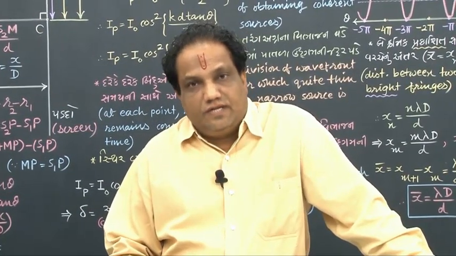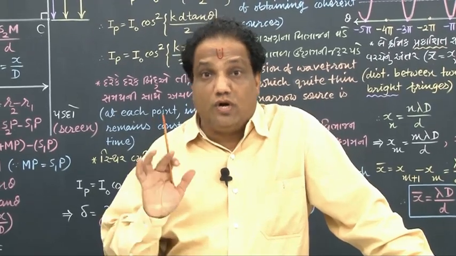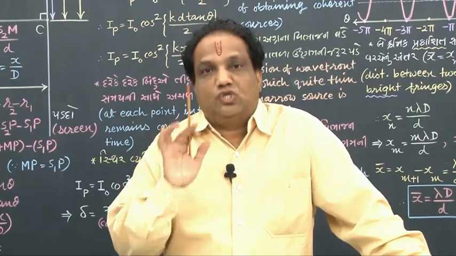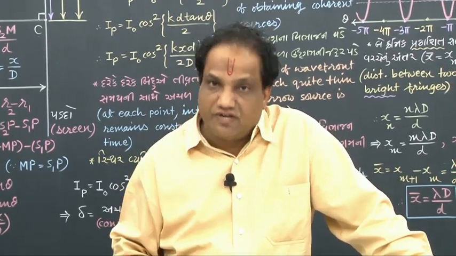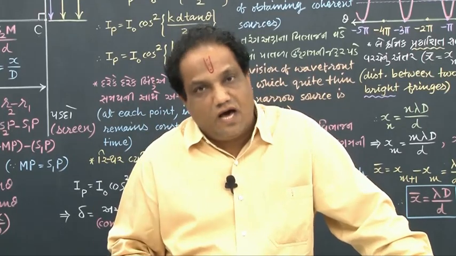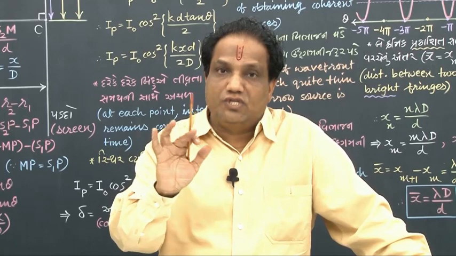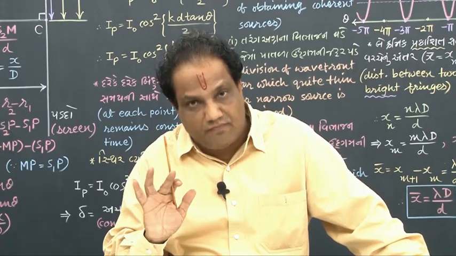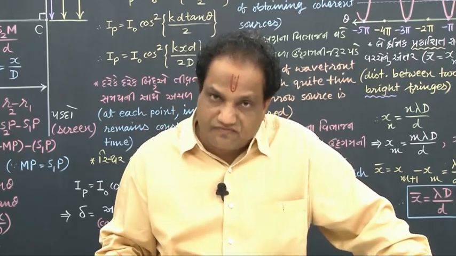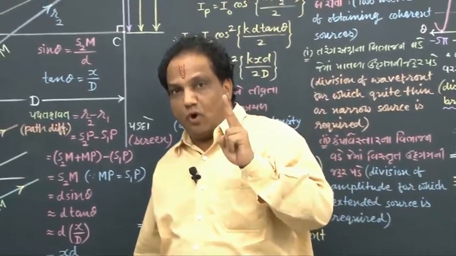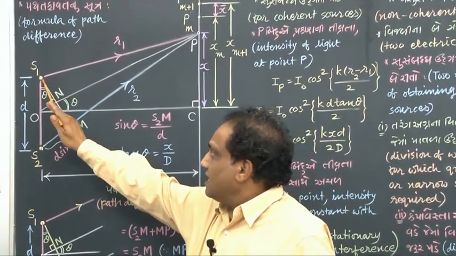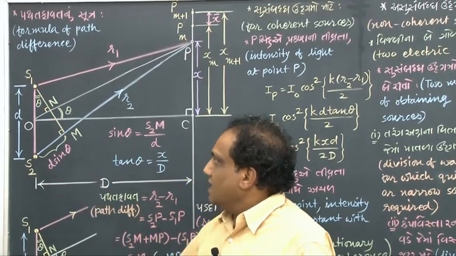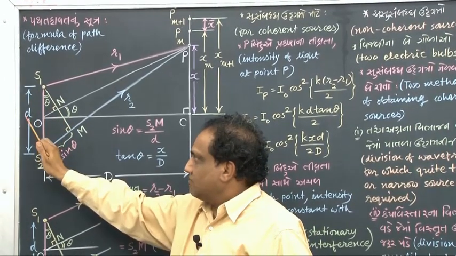Now let us consider two point-like coherent sources. You must have remembered the definition of coherent sources. Sources which have constant phase difference at all times between them are called coherent sources. Fine. Now consider two point-like coherent sources, S1 and S2. Distance between them I am taking as small d.